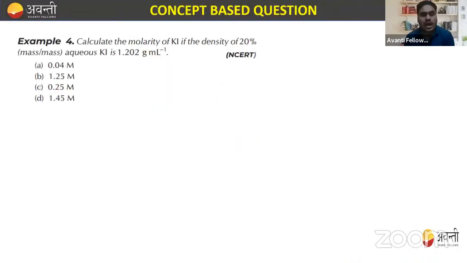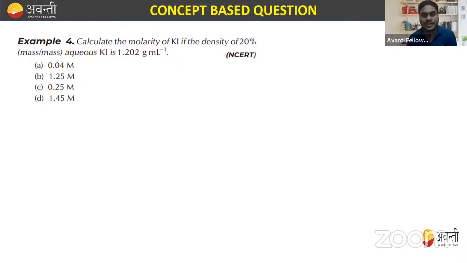As we already know how to find the molarity and the mass percentage, just to revise the entire concept, we are going to do one numerical based on the topic and try to understand the whole topic by solving it. According to this question, calculate the molarity of KI if the density of 20% mass by mass aqueous KI is given.